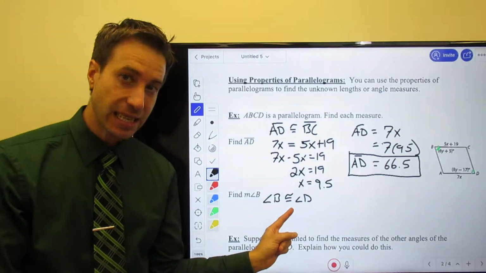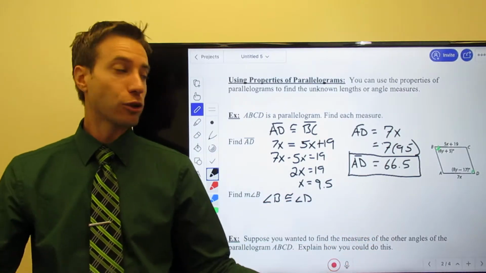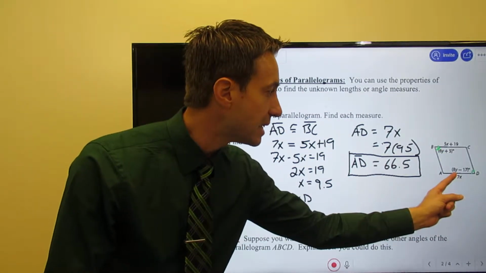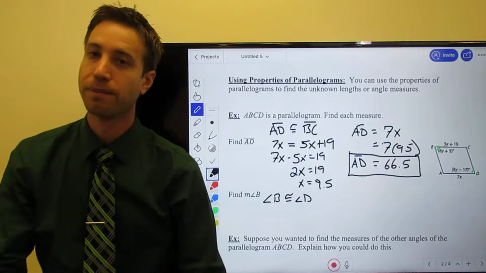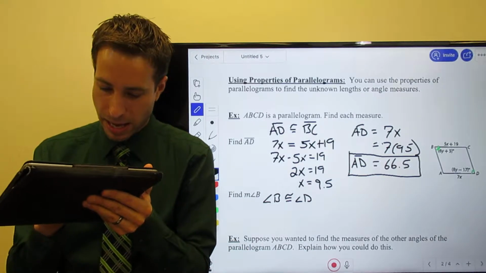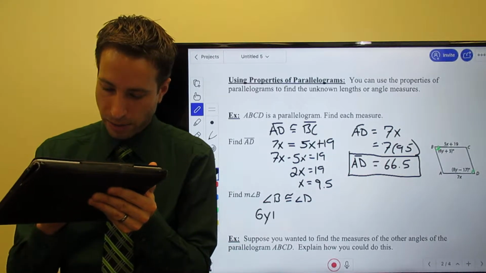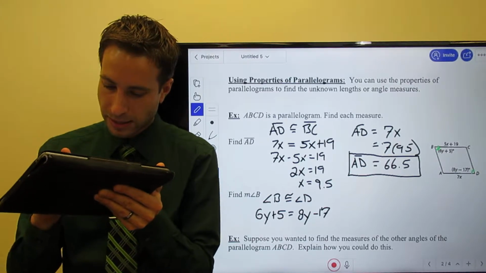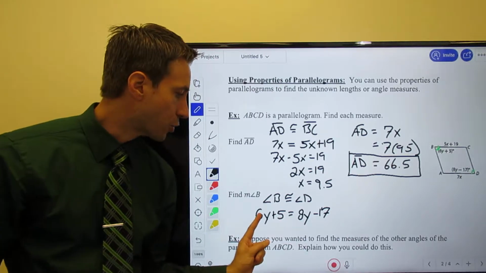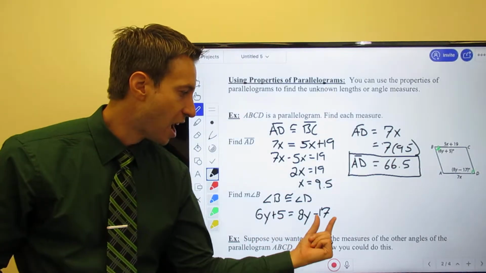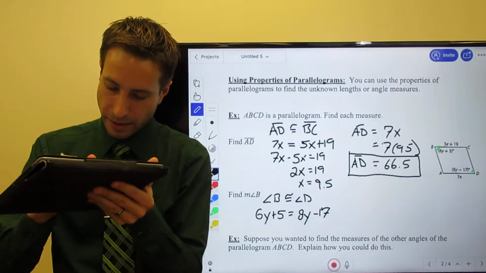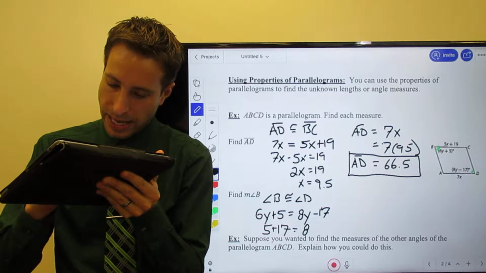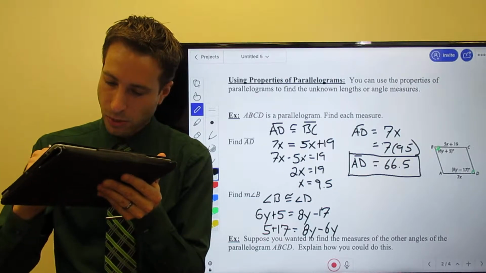Well, that idea lets me set up an algebra problem. I know that B is 6y plus 5. I know that D is 8y minus 17. So set up your algebra problem and solve. 6y plus 5 is equal to 8y minus 17. I'll subtract the 6y to this side. I'll add the 17 over here. I wind up with 5 plus 17 is equal to 8y minus 6y.